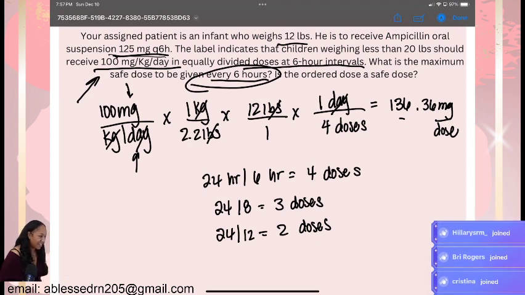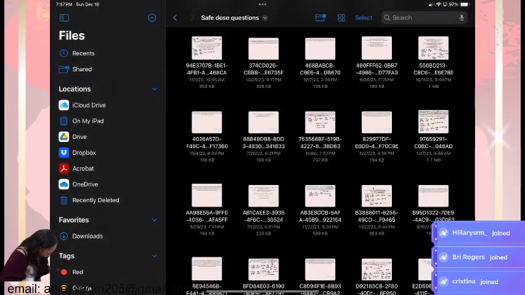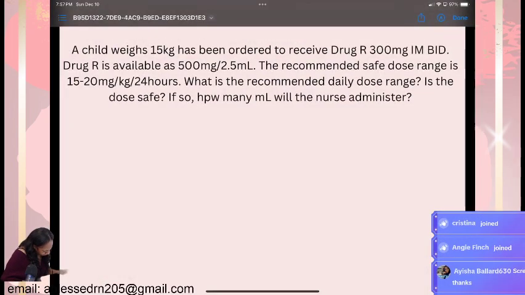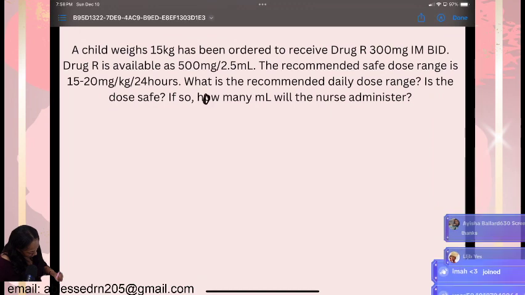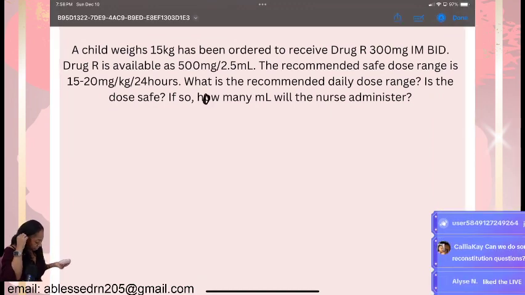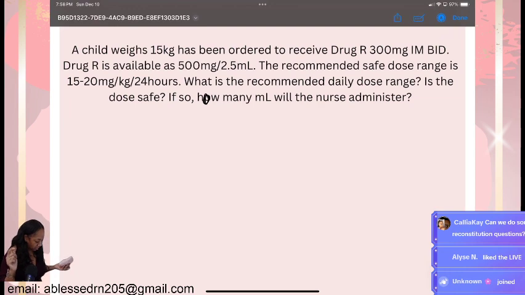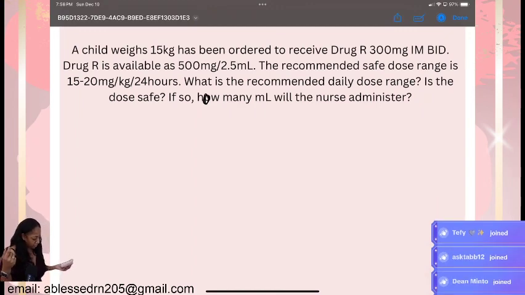All right. Okay, let's find some more safe dosage. I already see a typo. My bad. A child weighs 15 kgs. Then they've been ordered to receive drug R 300 milligrams IM twice a day. Drug R is available as 500 milligrams per 2.5 mLs. The recommended safe dose range is 15 to 20 milligrams per kilogram per 24 hours. What is the recommended daily dose range? Is it safe? And if so, how many mLs will the nurse administer?